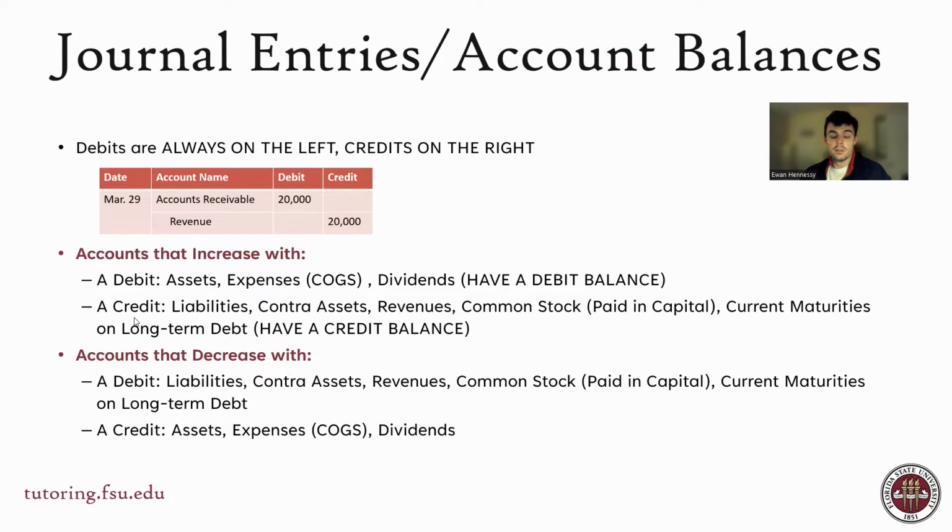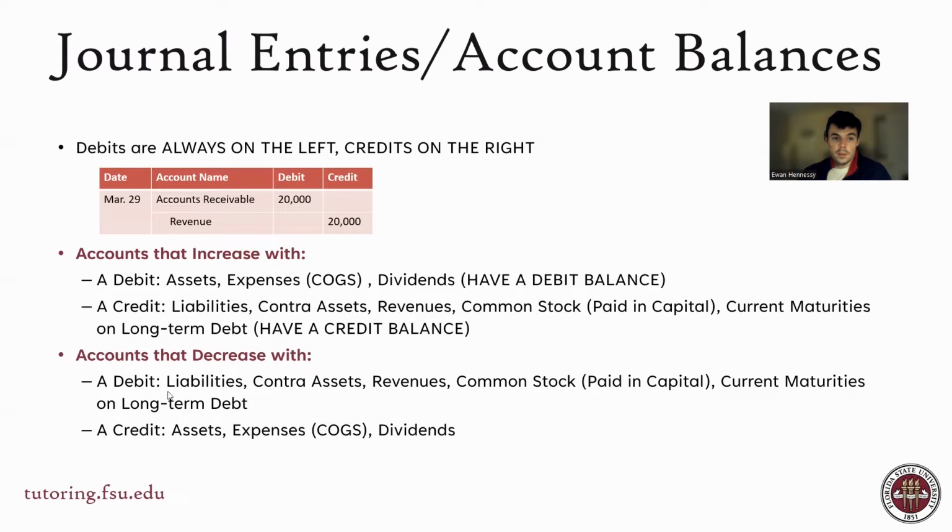We increase with the credit all liabilities, contra assets, revenues, common stock, fancy word is paid in capital, current maturities of long-term debt, which is just, think of the current portion of the mortgage that you have to pay, for the whole long-term 30-year part of the mortgage.